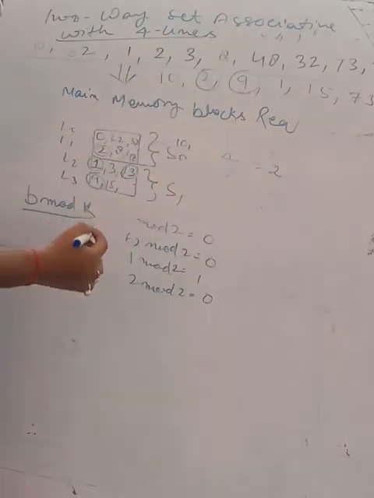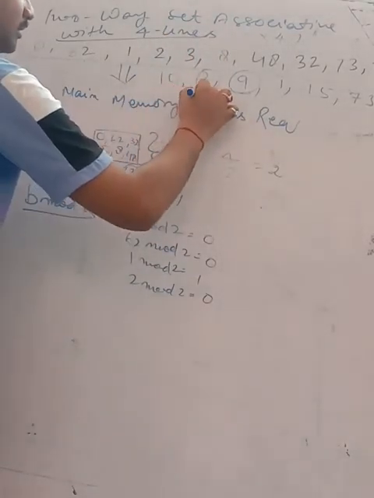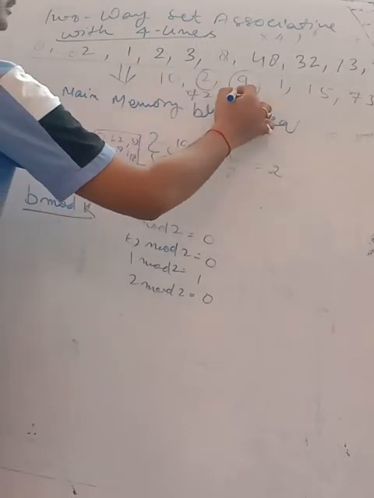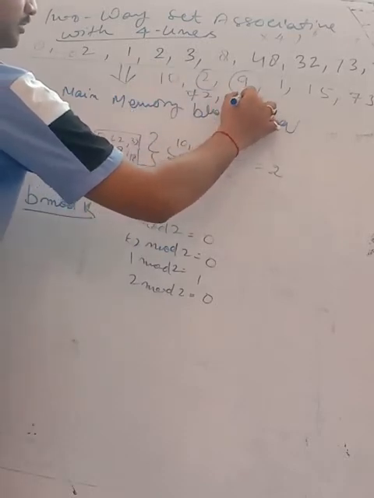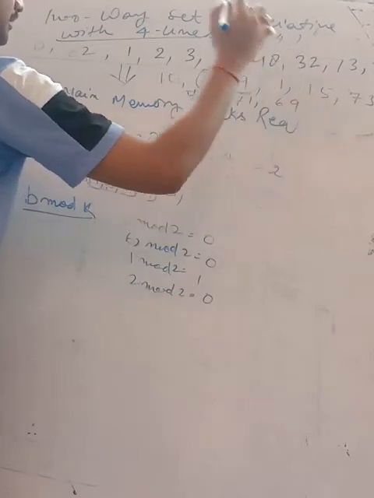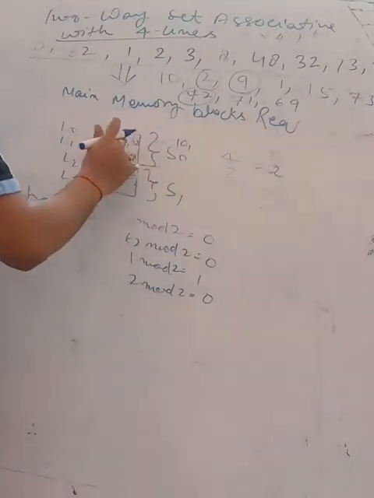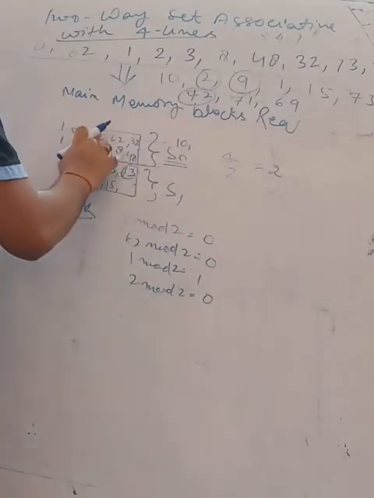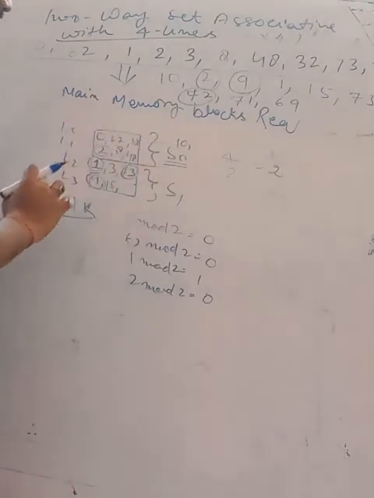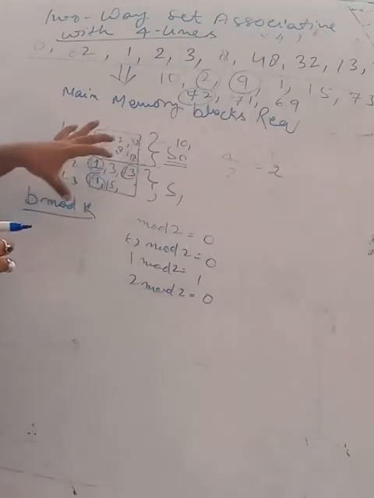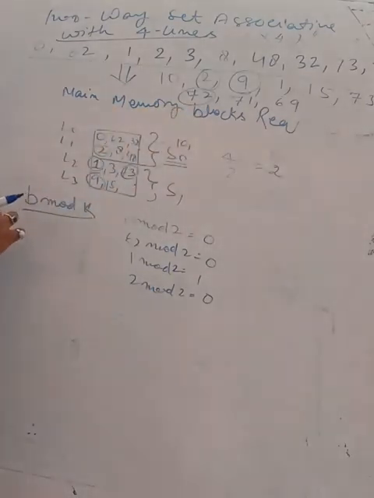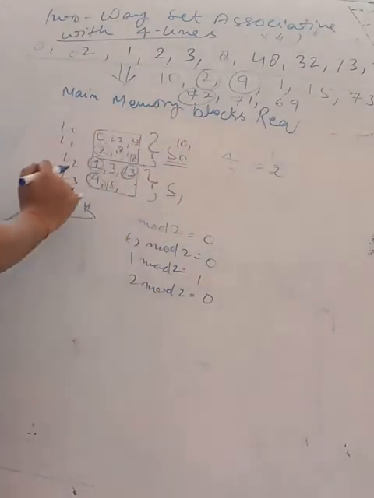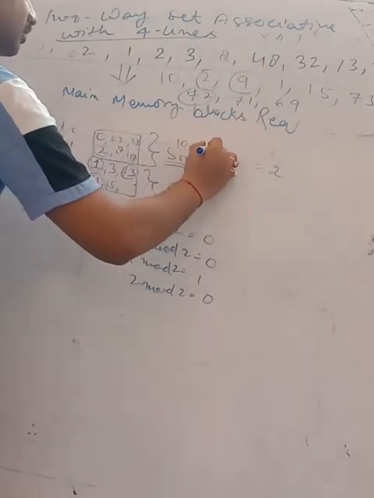We have some more references like 72, 71, 69. Now we have an example for 72. When we talk about 72, set 0 is already full, because 0, 1, 2, 3, 4, 5, 6, 7 and all the contents are already stored in this particular block. Sorry, we can store one more element. So 72 can be stored here.